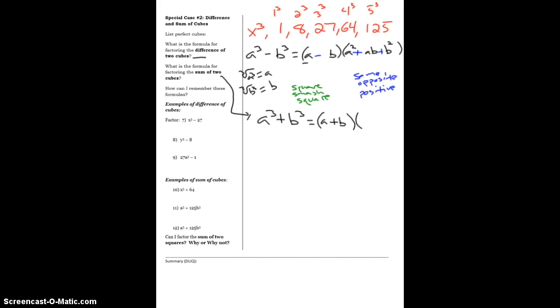And then when you do this, you're going to have your a squared there. But since we had a plus, now we're going to have a minus here. Still going to be ab. And then this one's always plus, so it's going to be b squared. Okay?